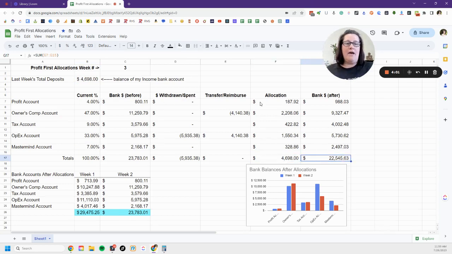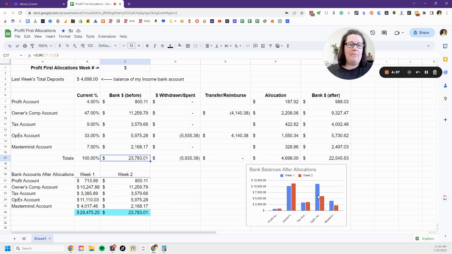And now see how things are working. Even though I had $4,698 come in, I paid out more than that. So my bank account totals went from 23,000 down to 22,000. So I added a chart. Hopefully this will help. I'm going to start tracking just to show how this is working. In my profit account, it's hard to see on this chart, but it bumped up just a little bit. Owner's comp went up a little bit from week one to week two, but next week when I add the trend, you'll see how it dropped.